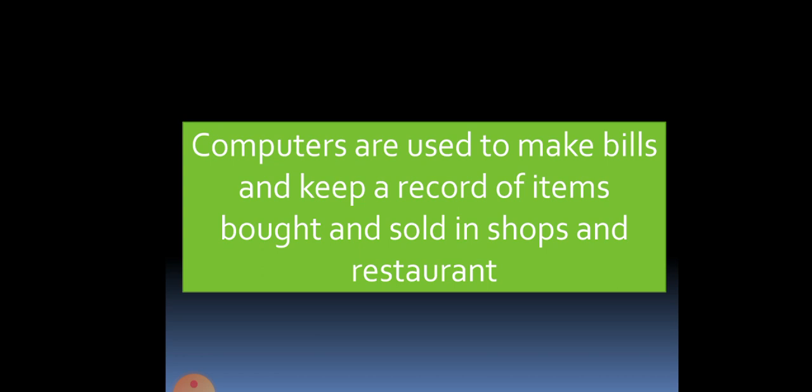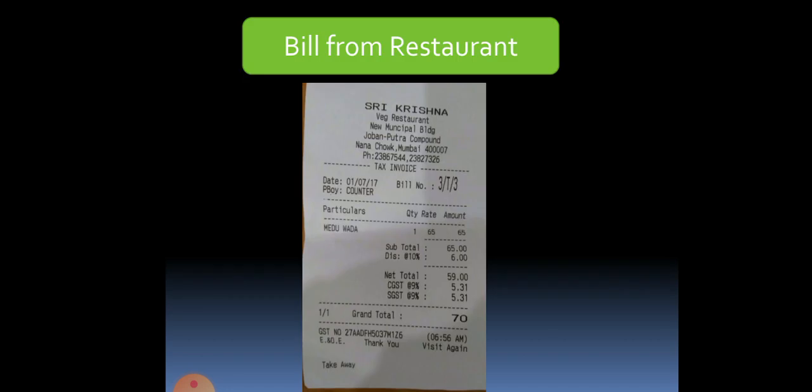So computers are used to make bills and also to keep a record of items bought and sold in shops and restaurants. So this is how a restaurant bill will be. After you have your food in the restaurant, restaurant means hotel, they will give you a bill, right? This bill is prepared with the help of a computer. You would have experienced this, right?